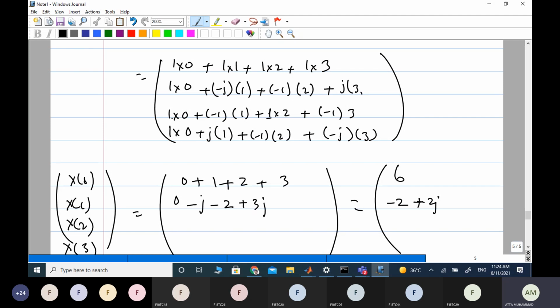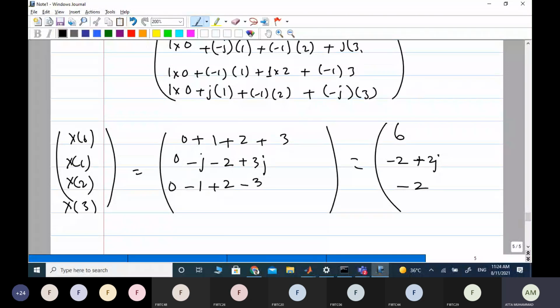Now for the second last, 1 times 0 is 0, plus into minus is minus, 1 times 1 is 1, and we have 1 times 2, and minus 1 times 3. So we have minus 4 minus 2, we get minus 2.